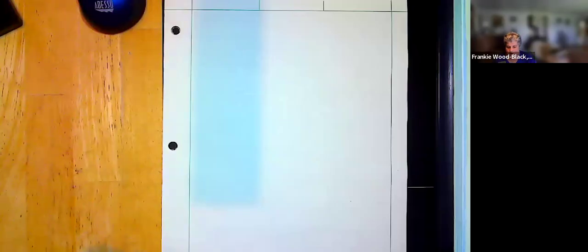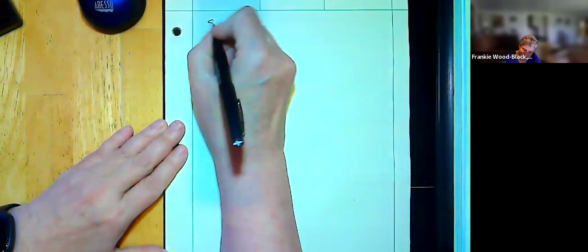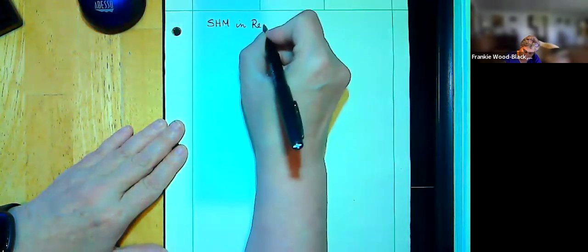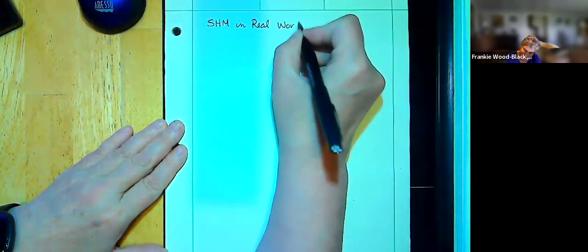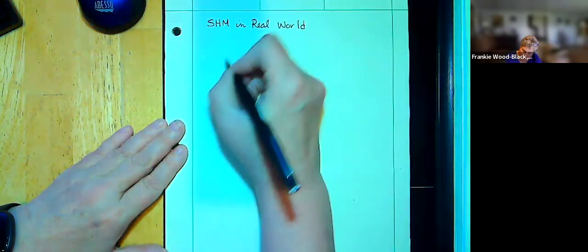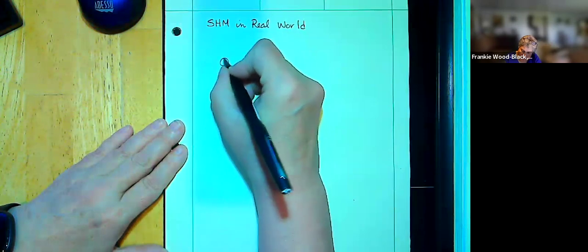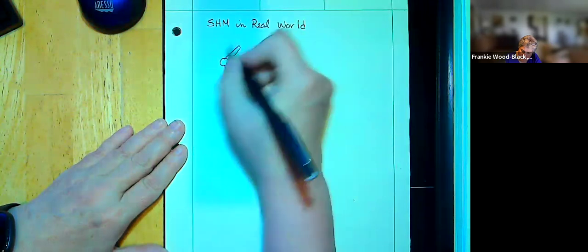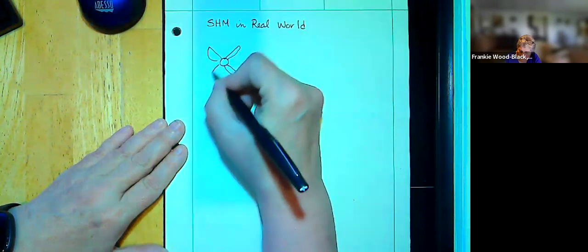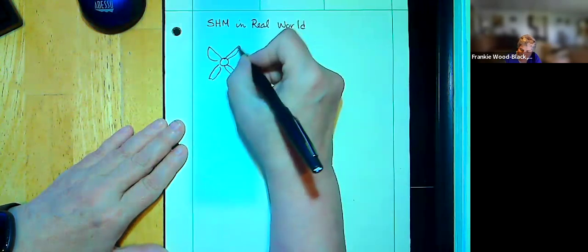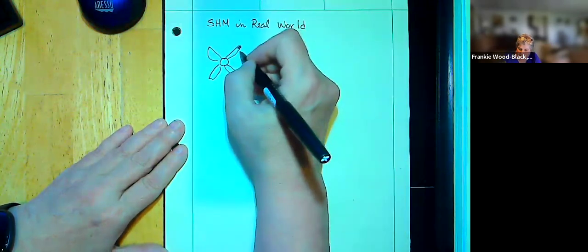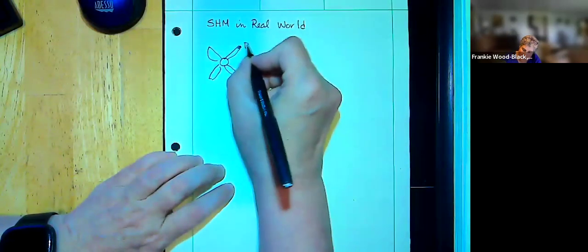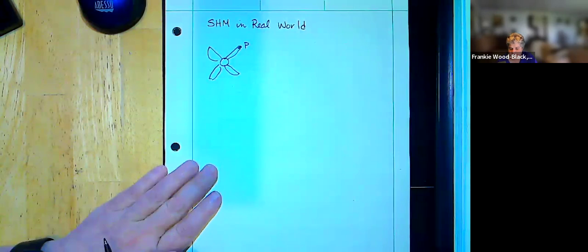Okay, for the simple harmonic motion in the real world, let's take, I've got a fan here, okay? And it's going to be a slow moving fan. So that's the point that I'm starting with.